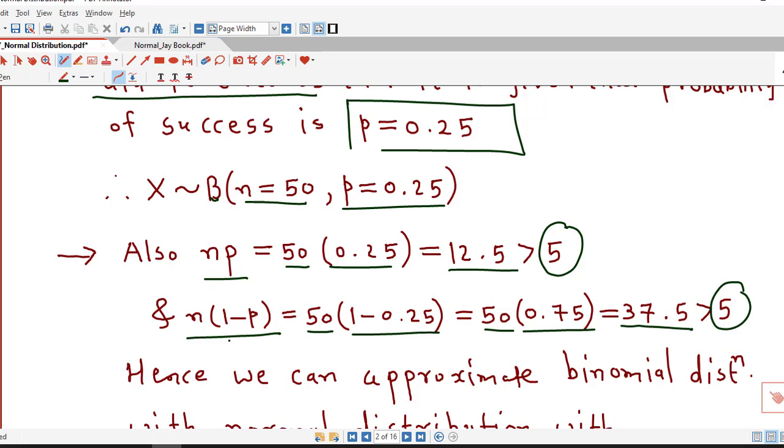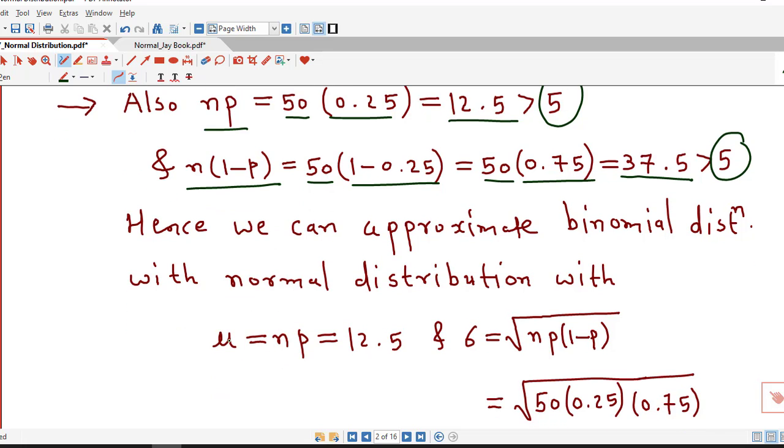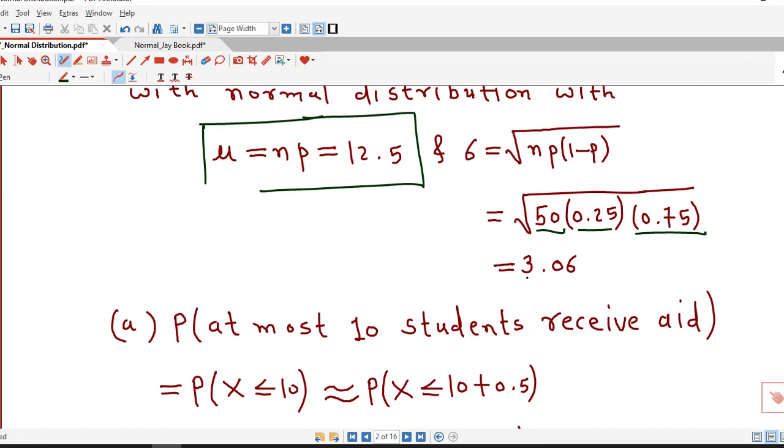So it is possible to approximate the given binomial distribution using normal distribution, and the parameters of the normal distribution are mu, the mean, equal to n into p, which is 12.5, and the standard deviation is the square root of n into p into 1 minus p. So n is 50, p is 0.25, 1 minus 0.25 is 0.75, and if we calculate this, the square root is 3.06.